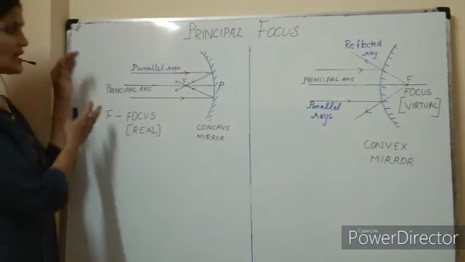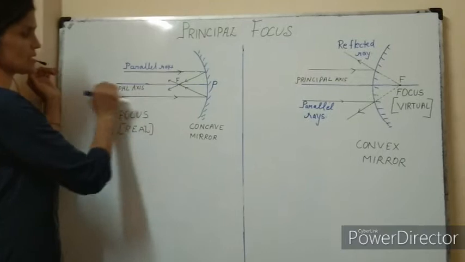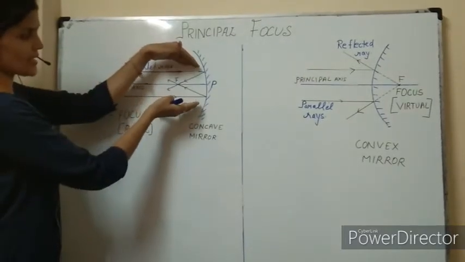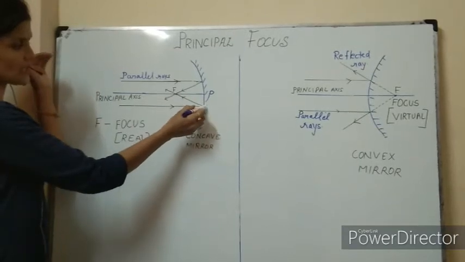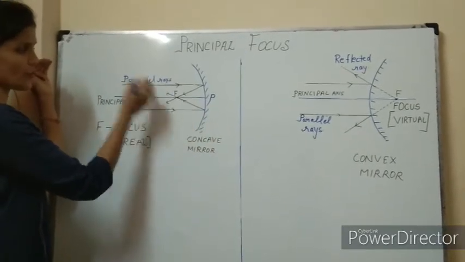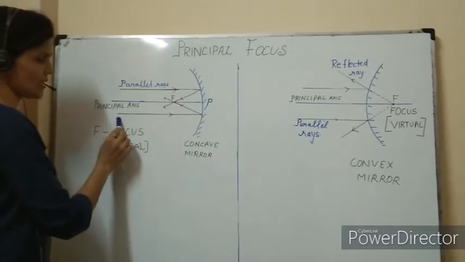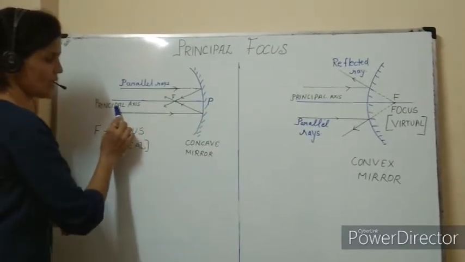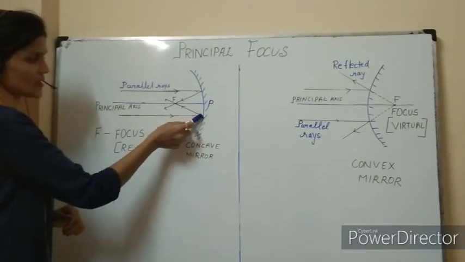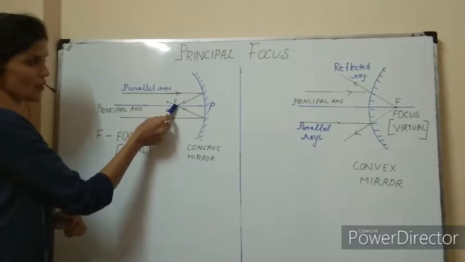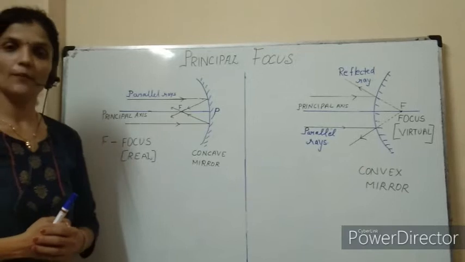Whenever light rays are coming from infinity and they are parallel to the principal axis, then after reflecting at this reflecting surface of the concave mirror, after reflection they pass through a particular point here. So any number of rays which are coming parallel to the principal axis, closer to the principal axis, after reflection pass through this particular point. This point is called the principal focus of the concave mirror.